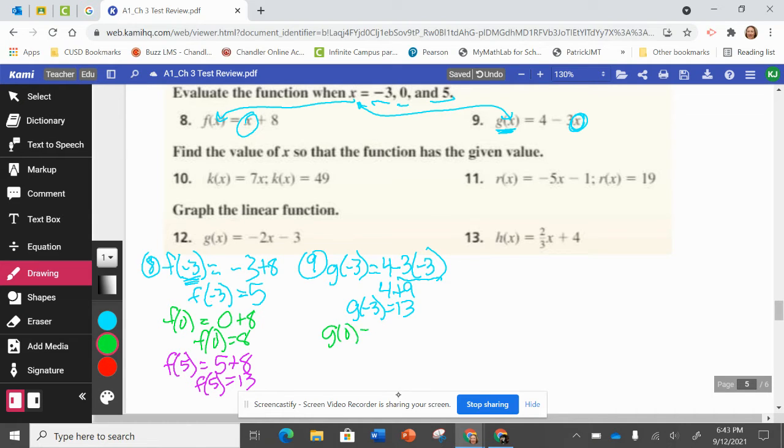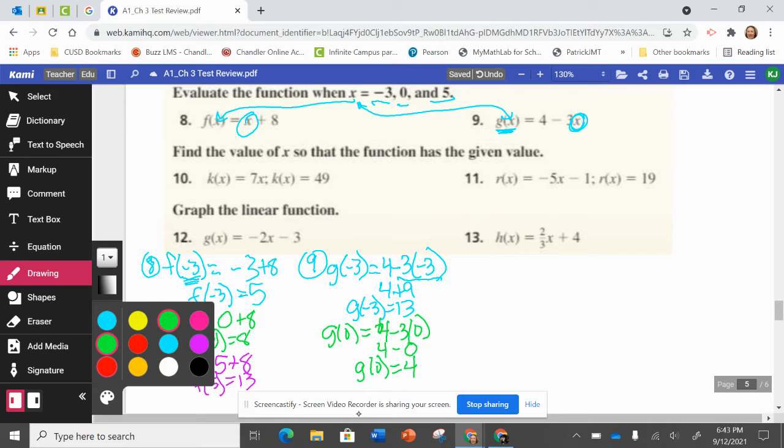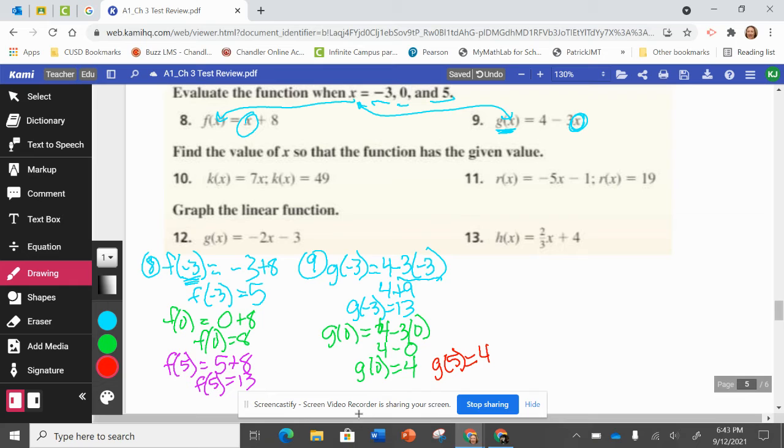g of 0, 4 minus 3 times 0. 3 times 0 is 0. So 4 minus 0 says g of 0 is 4. And then it says plug in 5. So g of 5, 4 minus 3 times 5. 3 times 5 is 15. So 4 minus 15 is negative 11.